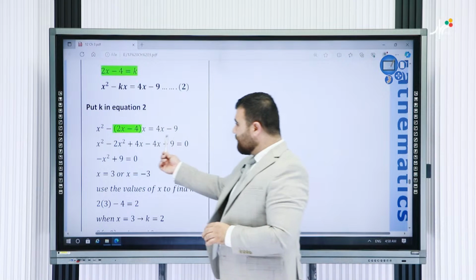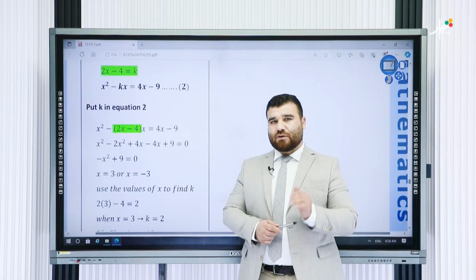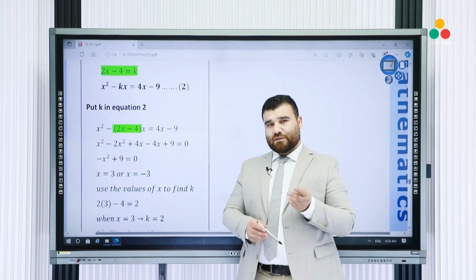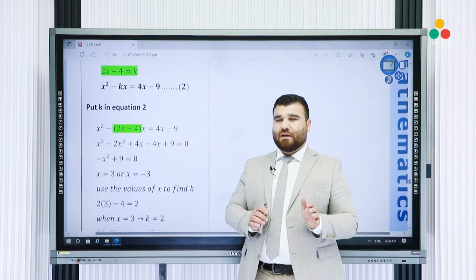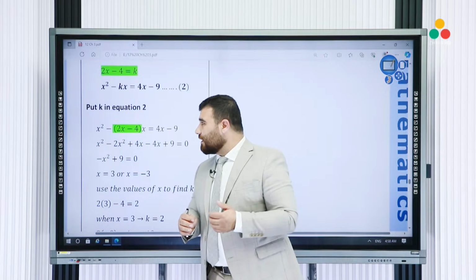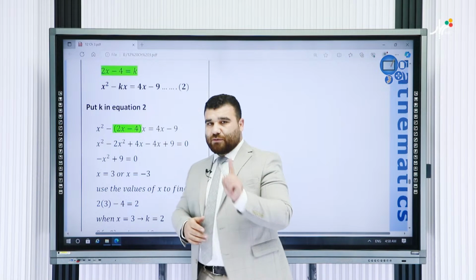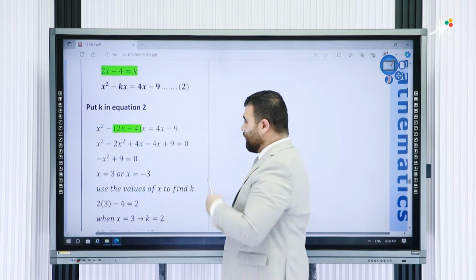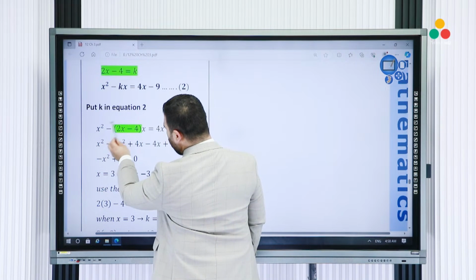Now, in this equation, the only unknown is x. So this means the equation is solvable. If in one equation there are two unknowns, x and k, x and b, a and b, it's not solvable. But after simplifying, after putting the value of k in the other equation, we got one equation that has only one unknown, which is x. It is solvable. We spend time on it because it's solvable.